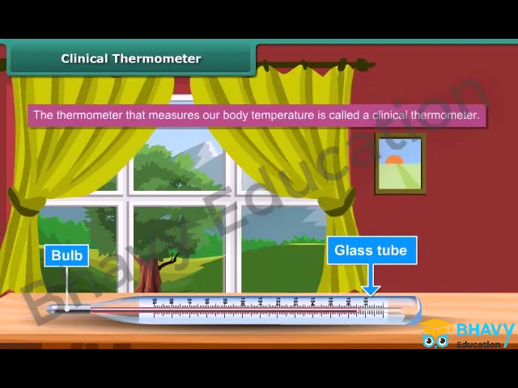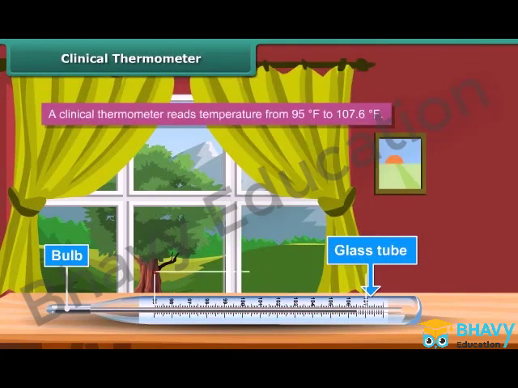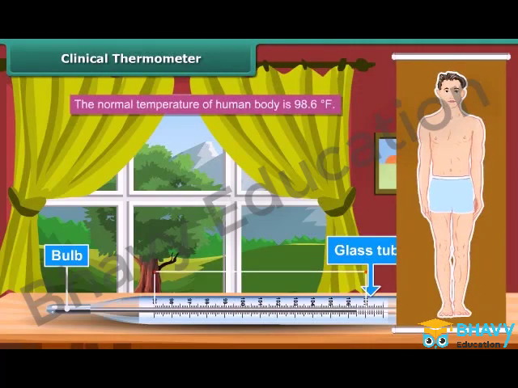Outside the bulb, a small shining thread of mercury can be seen. A clinical thermometer reads temperature from 95 degree Fahrenheit to 107.6 degree Fahrenheit. The normal temperature of human body is 98.6 degree Fahrenheit. The clinical thermometer is also known as a doctor's thermometer.